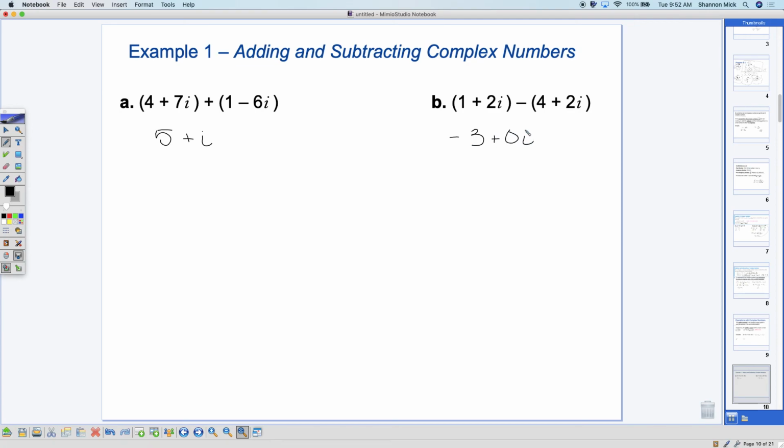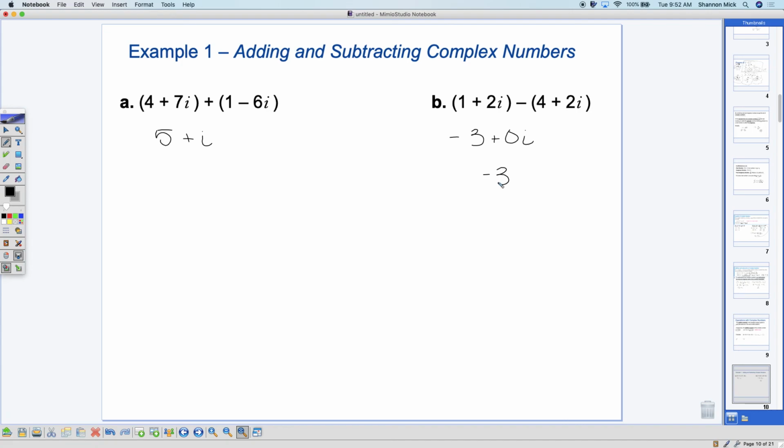Do we have to write 0i? If it says write your answer as a complex number in standard form, yes. If it does not, then the answer is just negative 3. What if we write 0i on one that you don't have to? Is it wrong? No. It's wrong if you don't put it and it says write your answer as a complex number. So just put 0i on it to be safe. Every number from here on out needs a plus 0i.